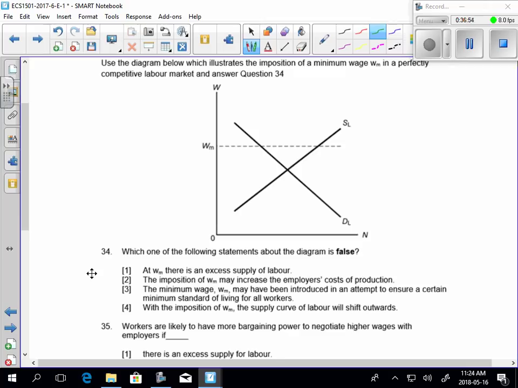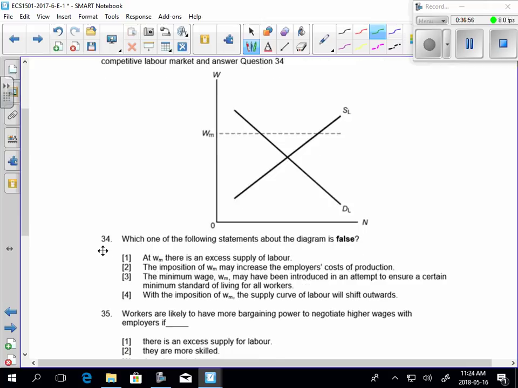Which one of the following statements about the diagram above is false? With the imposition of WM, the supply curve for labor will not shift outwards. We will move along the supply curve. We will not shift the supply curve. All right.